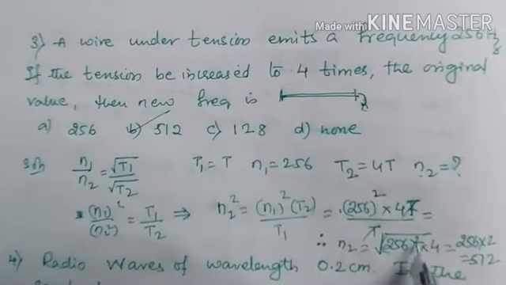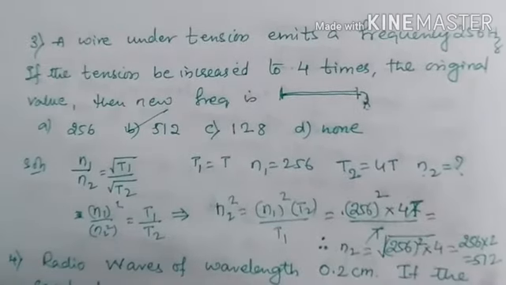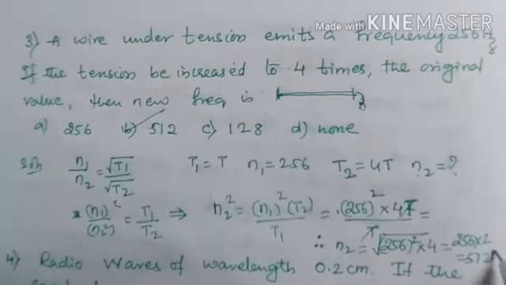You understand here? This square and this 4 is 2 square. The square in the square root gets cancelled. 256 into 2 will be our answer. That is 512 hertz what we see.